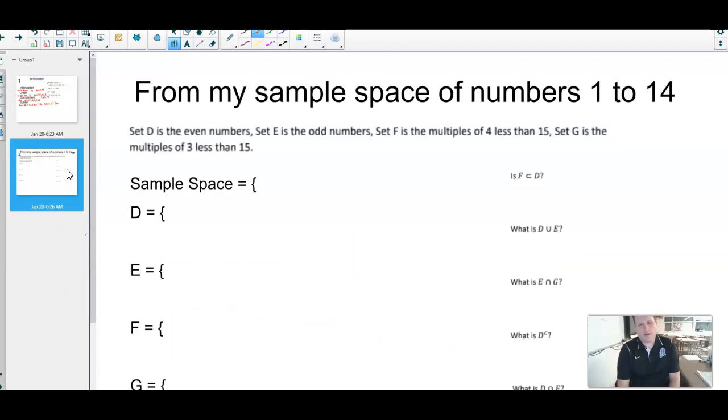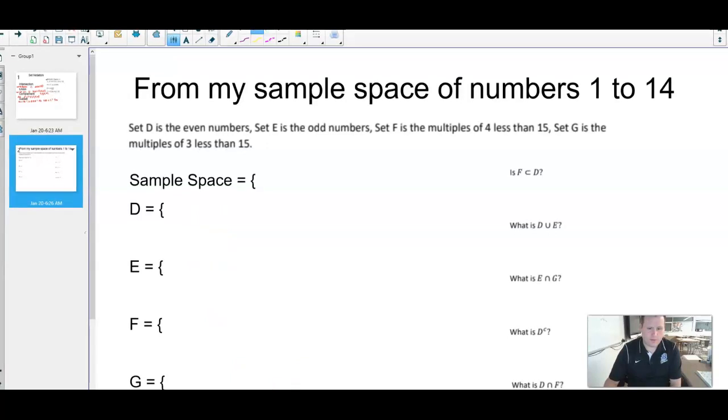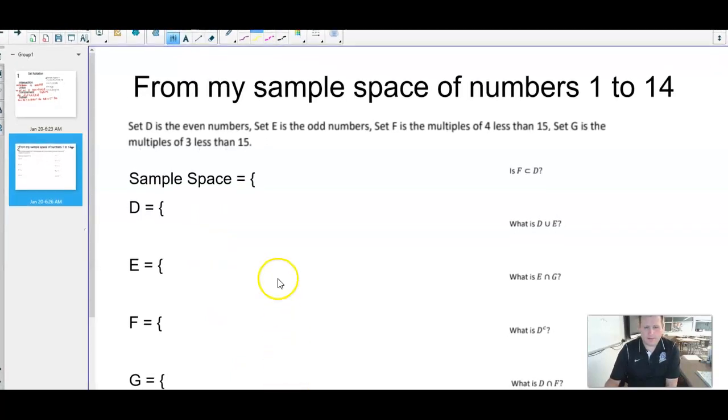Let's just look at all this together, all the way, and see what we've got. Let's say my sample space is numbers 1 through 14, and then I've got my sets defined here. For my sample space, I'm going to put it in set notation: S equals curly brackets, and then I'm just going to list them all: 1, 2, 3, 4, and so on. I have 14 objects in my sample space.